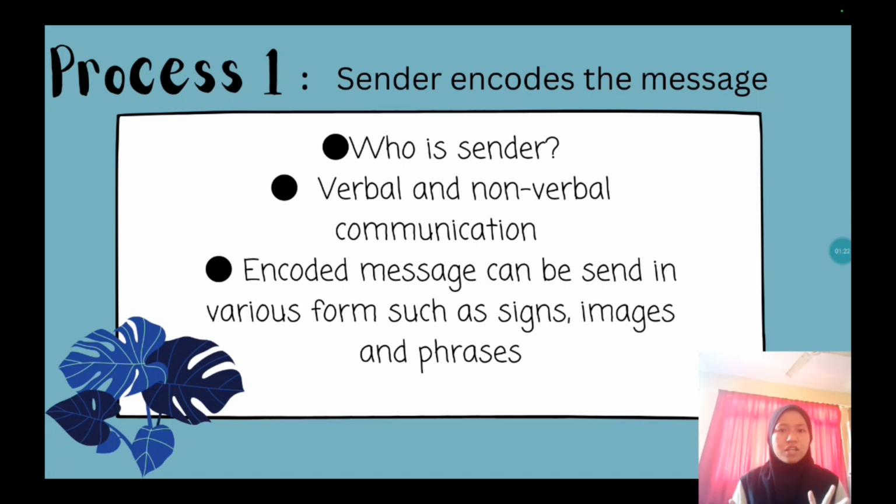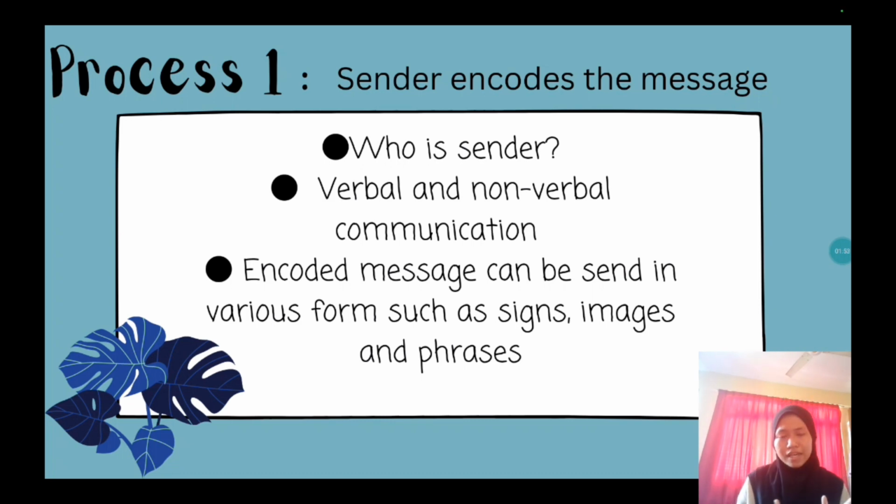The first process is the sender encodes the message. Who is the sender? The sender can be an individual, a group, or maybe an organization who starts a conversation. The sender plays an important role because they can influence the whole conversation. The encoded message can be in any medium, whether verbal or non-verbal, depending on the situation itself.